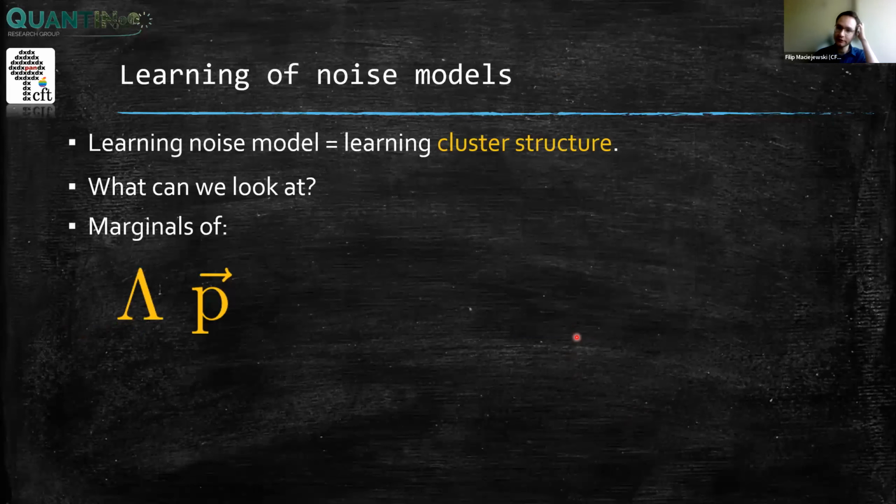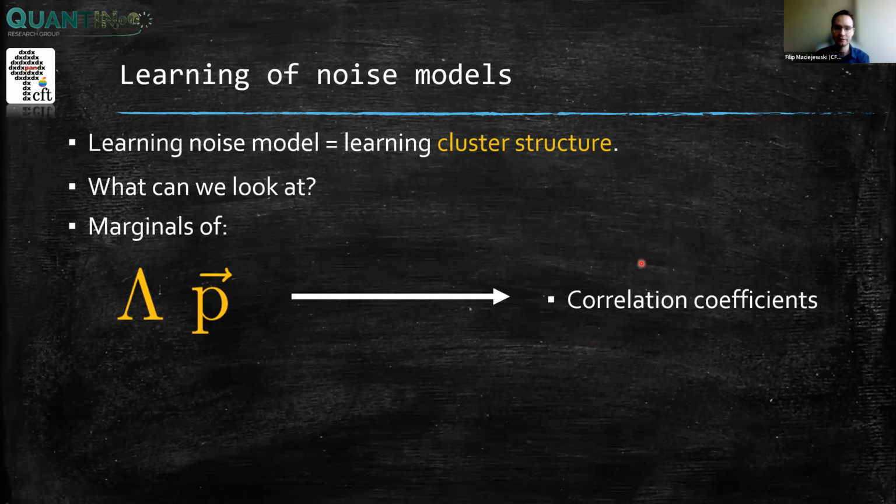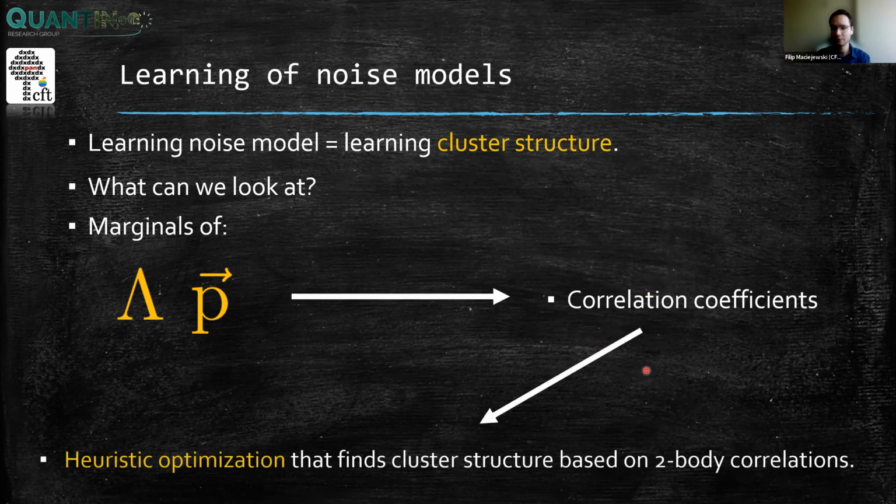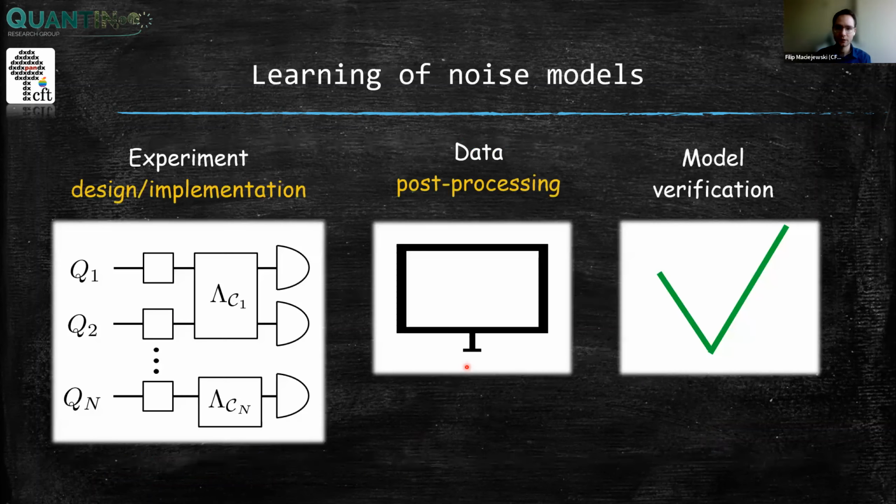Okay, so to learn a noise model, we can look at the marginals of the noisy distribution and estimate correlation coefficients defined by me a moment ago. Then what we do with it is, we basically just plug this data as an input to some heuristic optimization procedure that we developed that aims to find a cluster structure based on just two-body correlations. So this is just a general idea. I'm not going into details about this, but it's just some heuristic optimization.